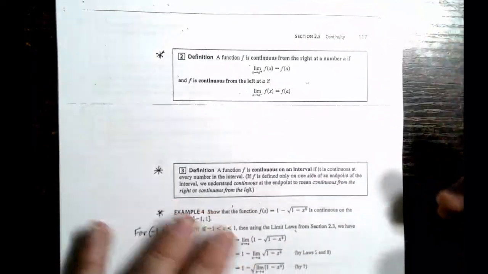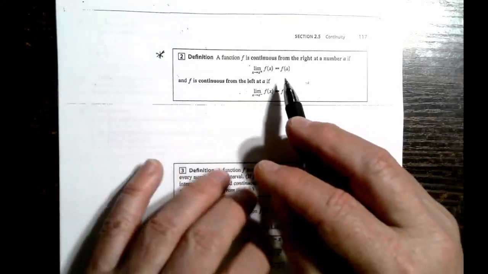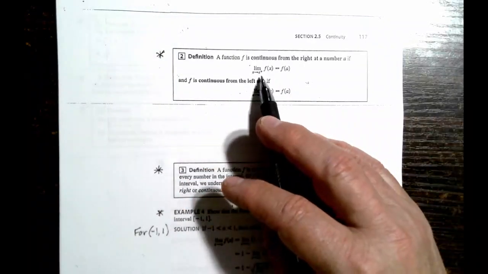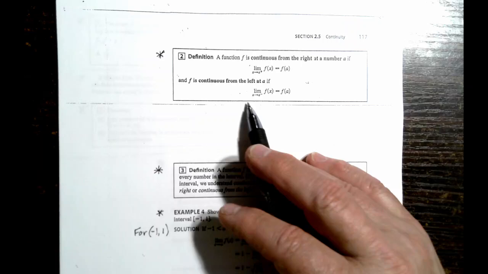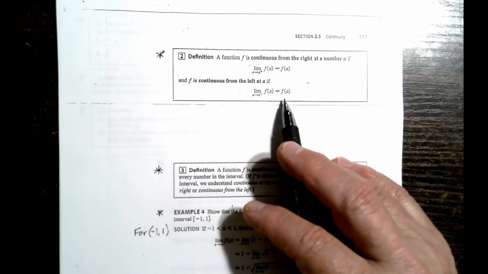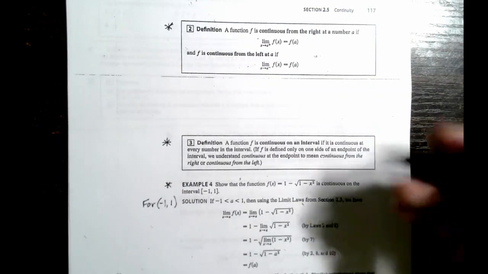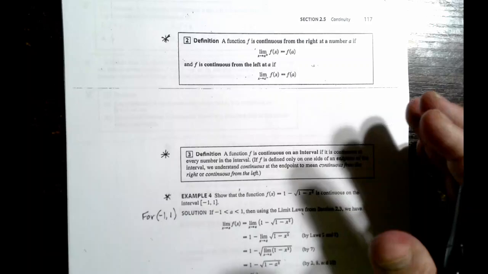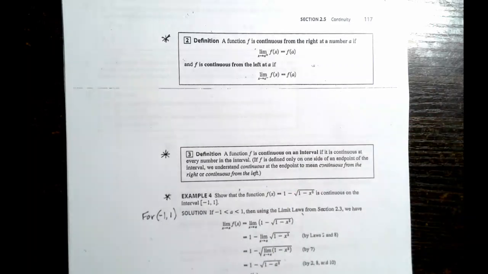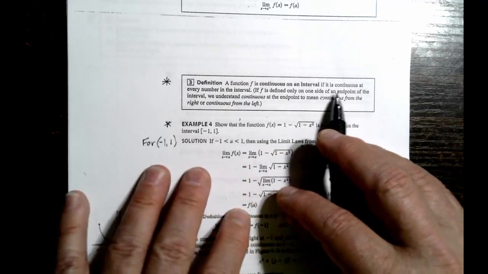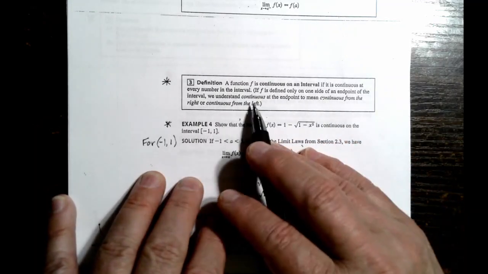Now what does it mean to say something is continuous from the right or left? It means that the right limit equals f of a, or the left-hand limit equals f of a. So you can have continuity from the left, you can have continuity from the right, and you can also have continuity at some number a. A function is continuous on an interval if it is continuous everywhere in the interval.